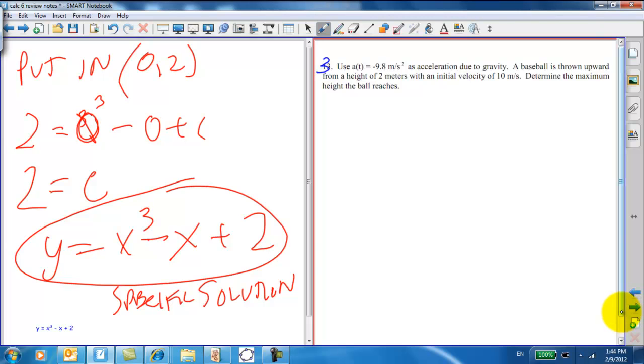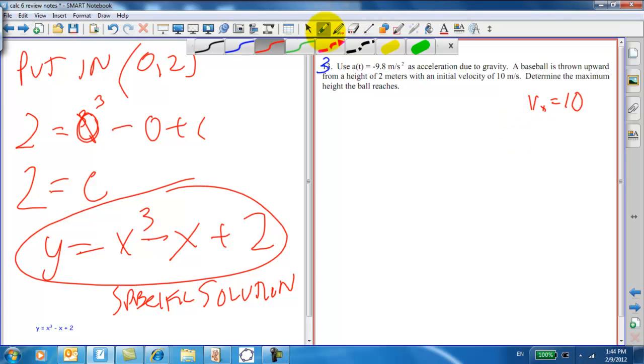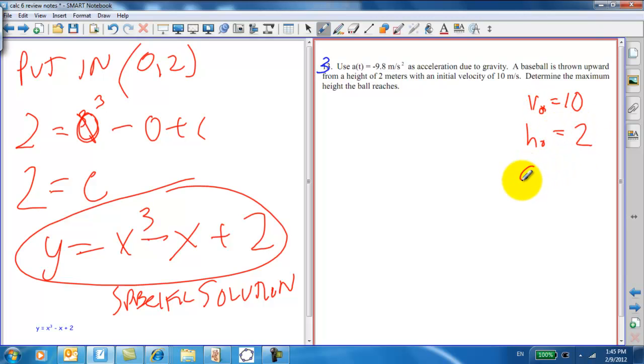Now, use acceleration as negative 9.8 meters per second squared. A baseball thrown upward from a height of 2 meters with initial velocity of 10 meters per second. So 10 meters per second, our initial height. Determine the maximum height. So the initial height equals 2, and the acceleration is negative 9.8.